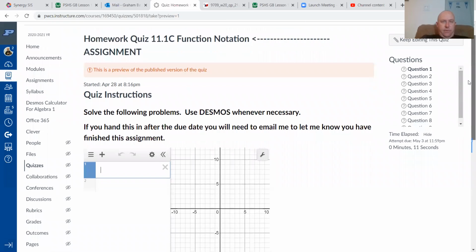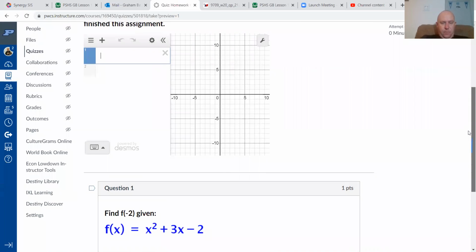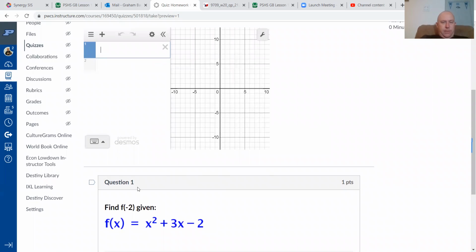This is the homework help for 11.1c. So this is all to do with function notation. Just remember f stands for a function. F of x is kind of like y equals, and the number in the parentheses means replace x with this number here. Now, there are a few different ways that we can do this.